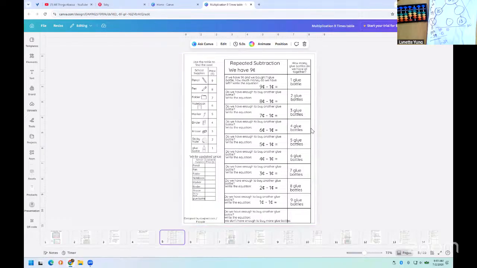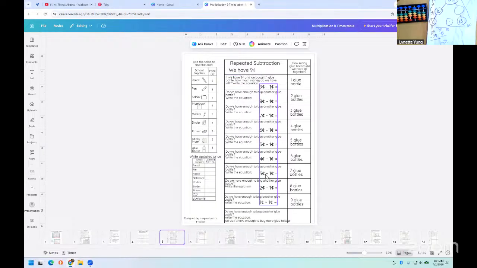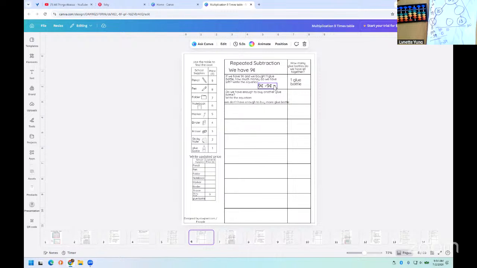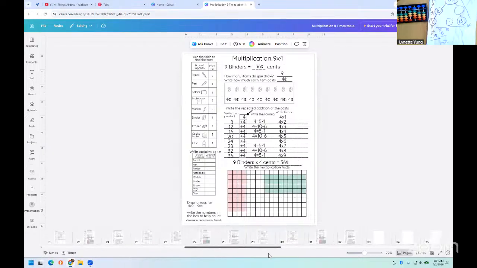So if I have 9 cents and I want to buy 1 glue, what does it look like? The other thing is if I have 9 cents, and the glue is worth 9, how many glue bottles can I buy? It depends on how much money. If it's 1 cent each, then I can buy 9 glue bottles. If it's worth 9 cents, then I can only buy 1 glue bottle. And it just kept repeating it, right?